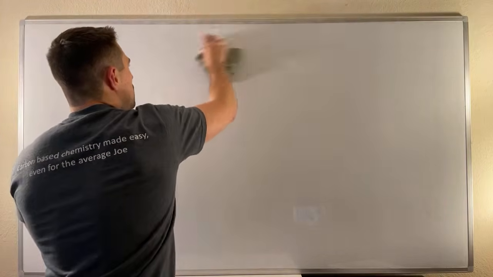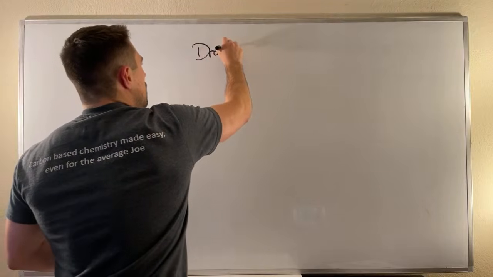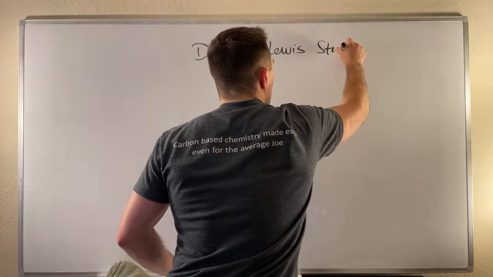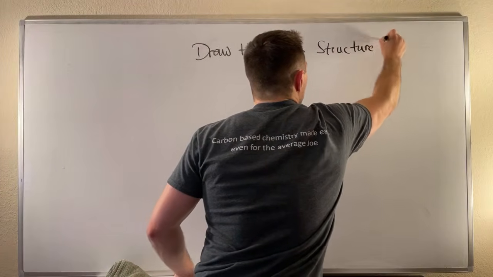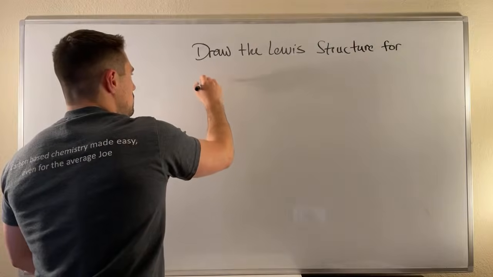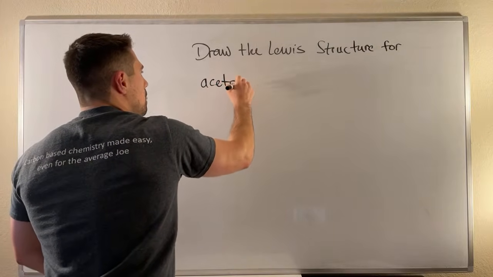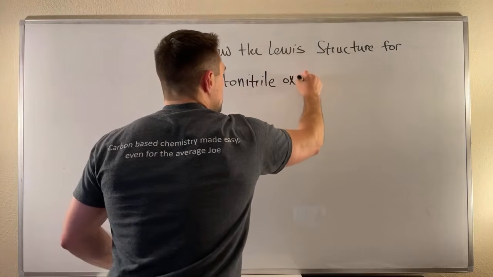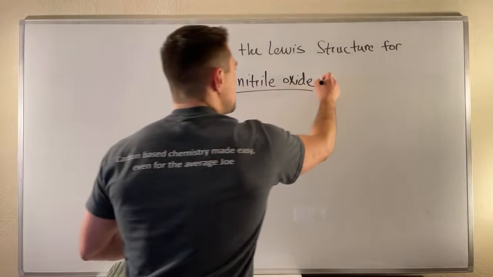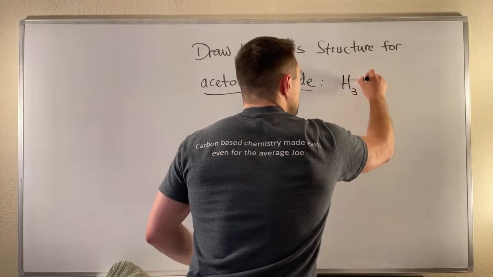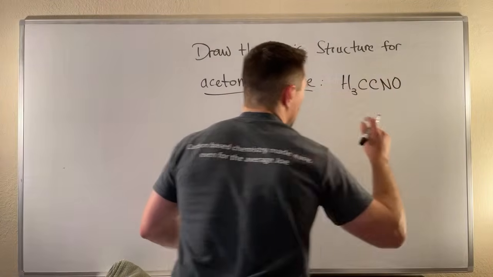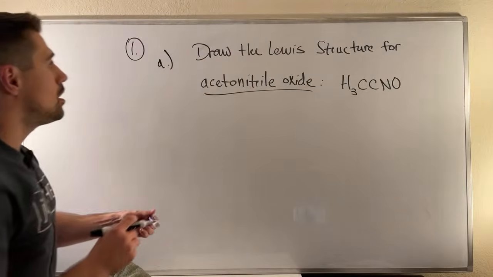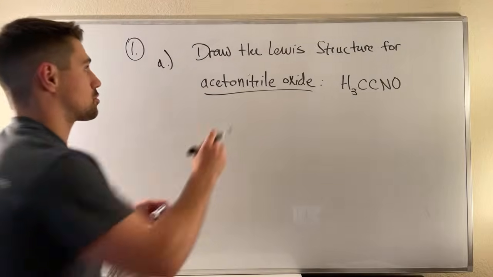we will draw the Lewis structure for acetonitrile oxide, which, we don't really know what this is, but you would be given the chemical formula, something along these lines. So part A of question number 1 will be draw a Lewis structure. How about that?